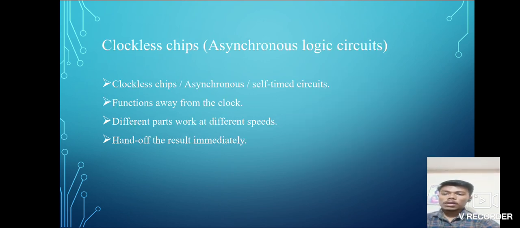Clockless chips, asynchronous logic circuits. Clockless chips are asynchronous self-timed circuits and function away from the clock. Different parts work at different speeds and hand off the result immediately.